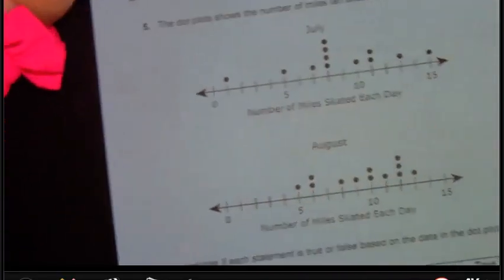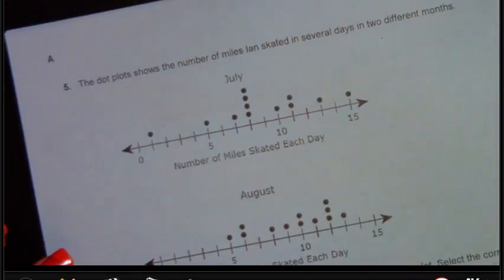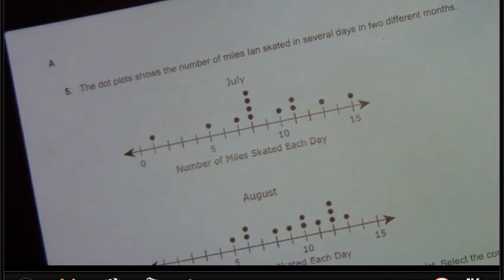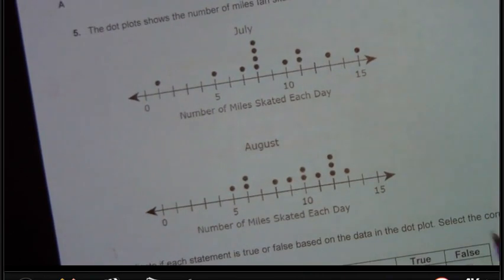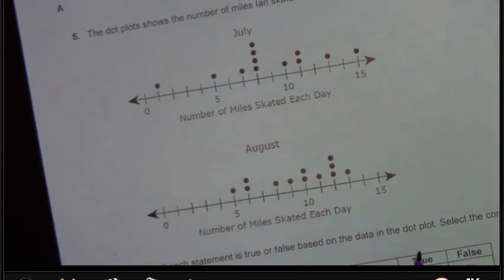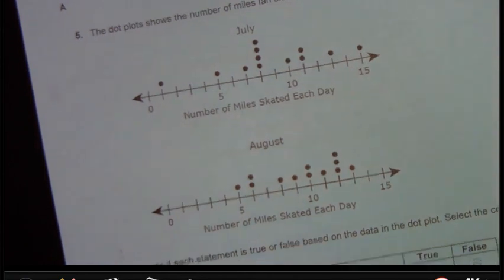All right, number 5, I have a dot plot that shows the miles that Ian skated over the course of several days or over different months. And then I've got July and August. All right, so indicate each statement is true or false based on the data in the dot plot. Select the correct answer in each row.